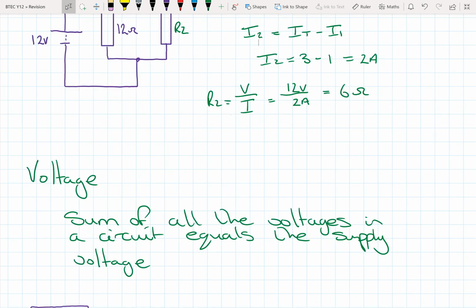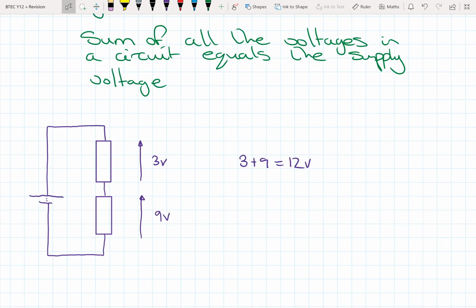So if we move on to the voltage law, there's a couple of different ways of describing the voltage law. Let's take it nice and simply. The sum of all the voltages across all of the components equals the supply voltage. You can see that in this example here, if I've got 9 volts across one resistor, 3 volts across the other resistor, then my original supply voltage is going to be 12.